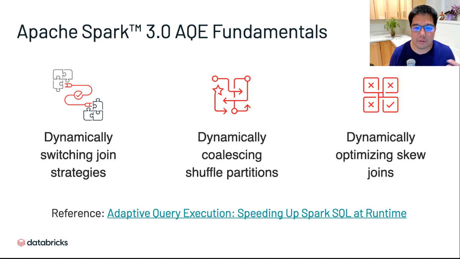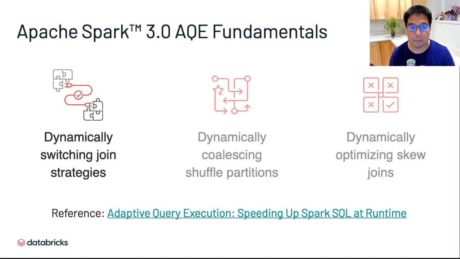So what are the three main fundamentals? It's about dynamically switching join strategies, dynamically coalescing shuffle partitions, and dynamically optimizing skew joins. You'll notice that we have a recurring theme of dynamics. In other words, we can change things on the fly, hence the reason we call the framework adaptive query execution, because we're adapting to new statistics and new data. So let's start with dynamically switching joins, and that's probably going to lead us to starting with broadcast hash joins.